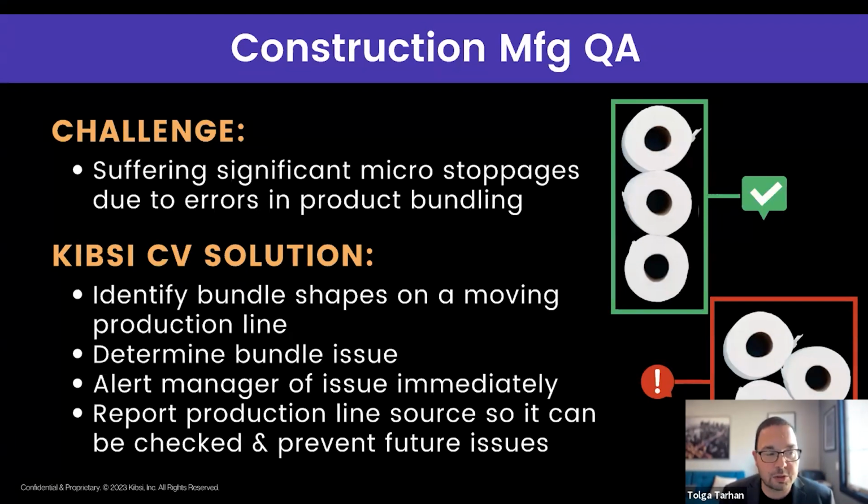So here we're simply watching these bundles, looking for the right quantity so that you've got 3 and not 2 and not 4 and not 1, and also the right shape, that there are 3 of them bundled in a straight line. So this is a really great, straightforward use. It's not quite product quality, right? The product is fine, but it's a process problem. We're watching the process to prevent a micro stop.